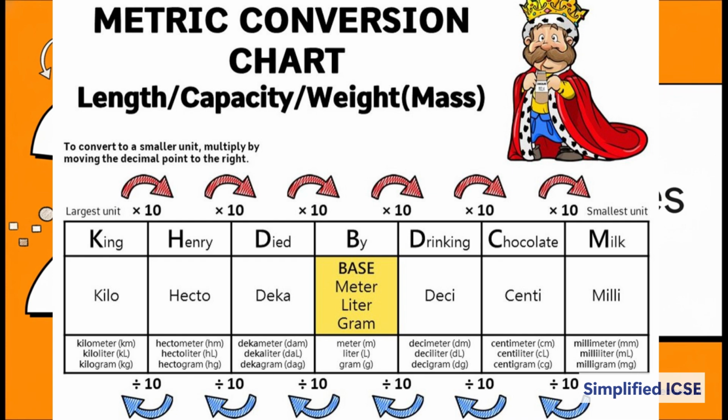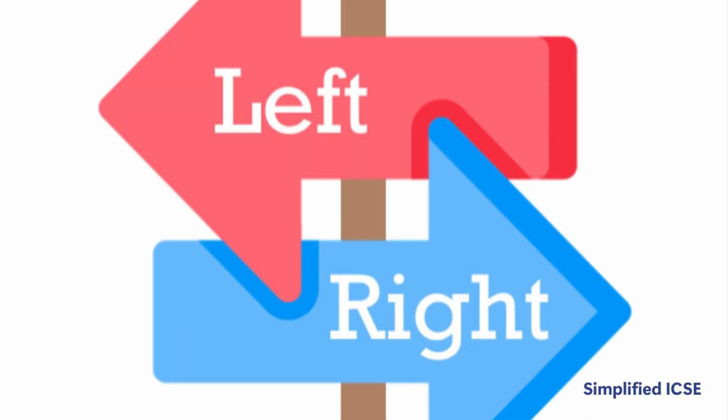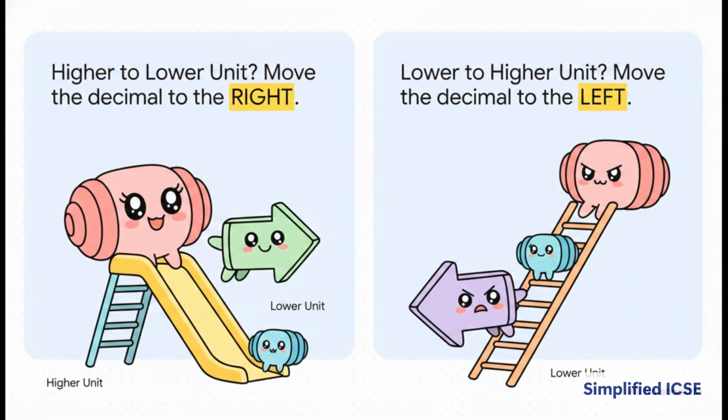Okay, so we have the map. Awesome. Now we just need to know how to read it. And luckily, there are only 2 rules you need to know, and they are so straightforward. It all comes down to one simple question. Are you moving left, or are you moving right on our chart? And the rule is so simple it feels like cheating.